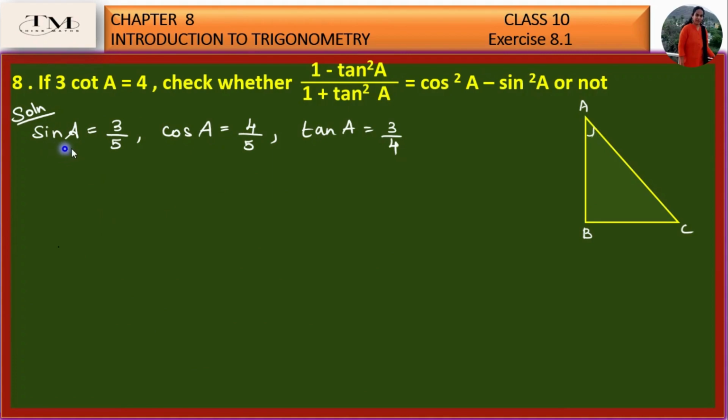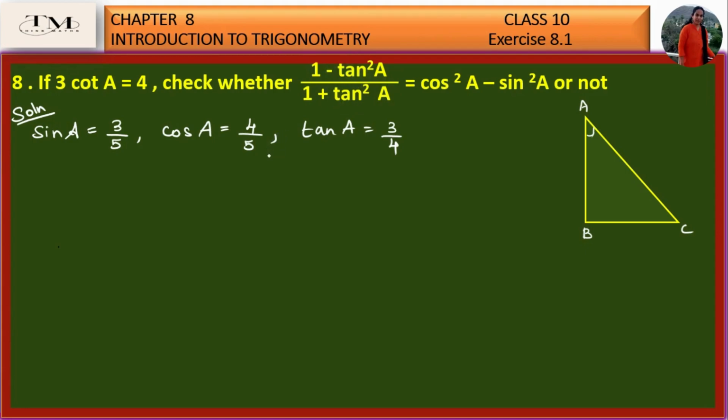So far we have sin A equal to 3 by 5, cos A equal to 4 by 5, tan A equal to 3 by 4. We have to find the value of LHS and the value of RHS. In the previous page, I wrote plus and minus in the numerator, but it is wrong. The question is 1 minus tan square A divided by 1 plus tan square A. So this is the correct question.